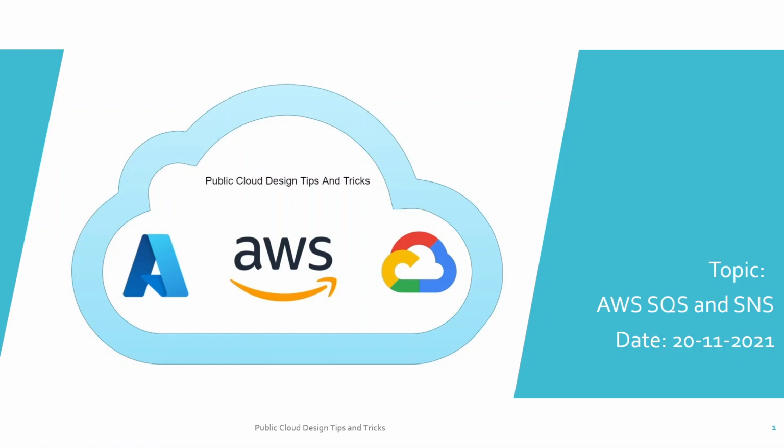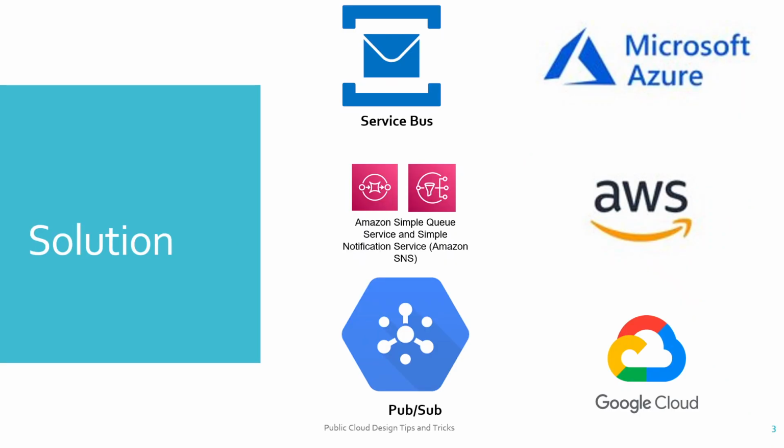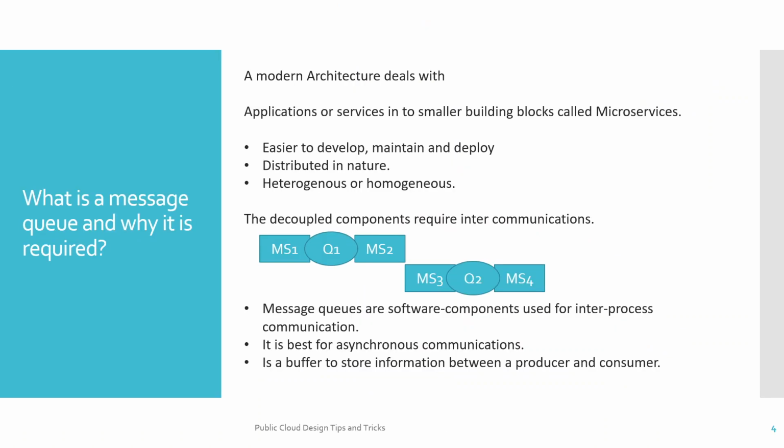Today's topic is AWS SQS and AWS SNS. What are the problem statements? The problem statements are how to decouple multiple services in a distributed architecture, and how to achieve an effective asynchronous mechanism in your solution. And the solutions are Service Bus from Microsoft Azure, Amazon Simple Queue Service and Simple Notification Service from AWS, and Pub/Sub from Google Cloud.